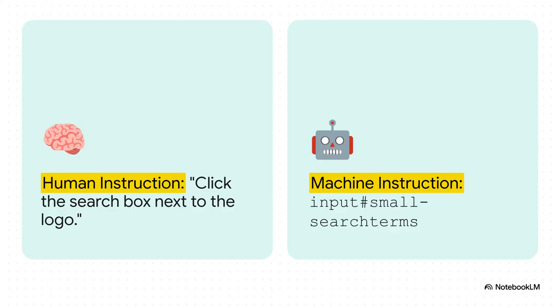See, for us humans, it's simple. We get context. We just say, hey, click the search box by the logo. Easy. But a machine? It has no idea what "by the logo" means. It needs a perfect, crystal clear address. It speaks code. So it needs something like this instruction here, a super specific identifier that points to one and only one spot on the page.